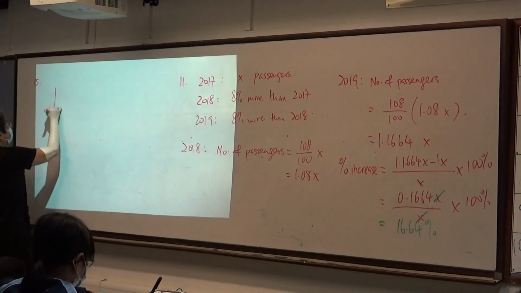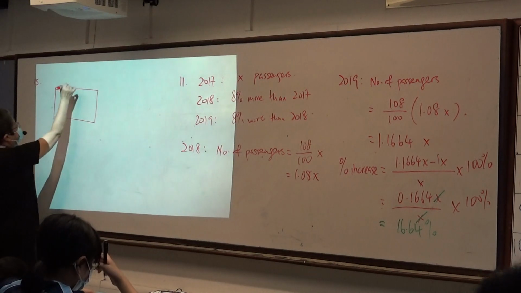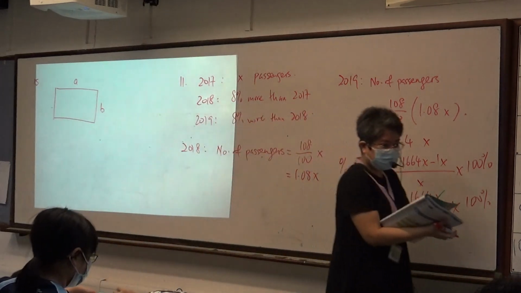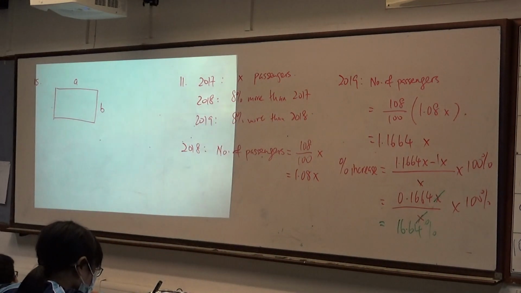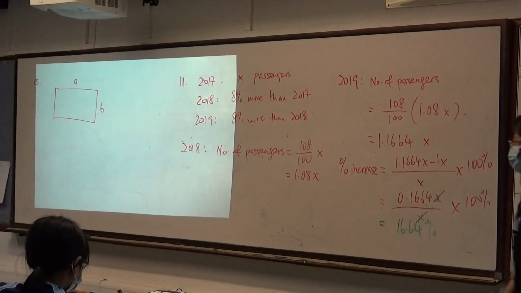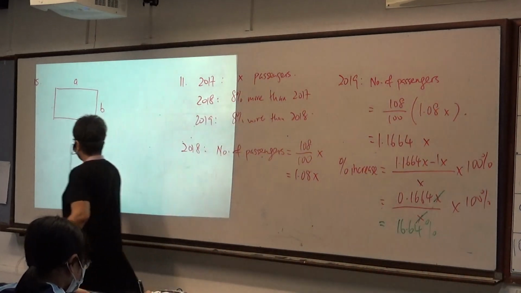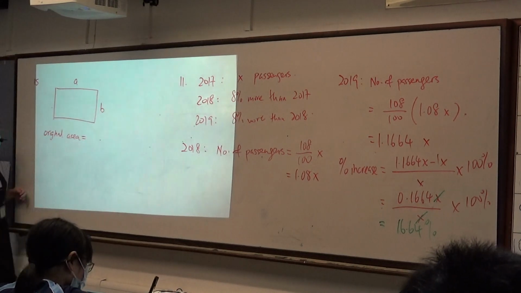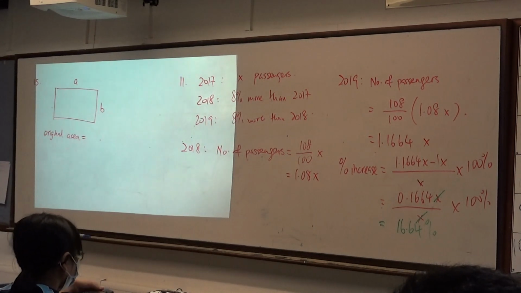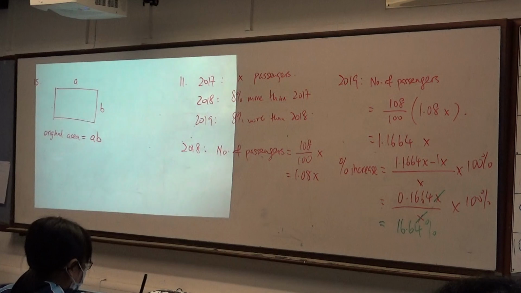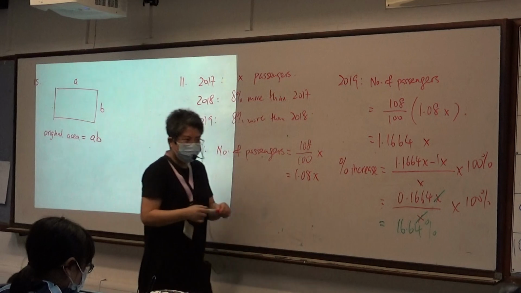Now, I want you to draw a rectangle first. Let this one be A and this one be B. I'm going to teach you how to do this systematically, then you won't make mistakes. Now, what is the original area? If the length is A and the breadth is B, what's the original area? AB, right? A times B. Everybody clear? Good.